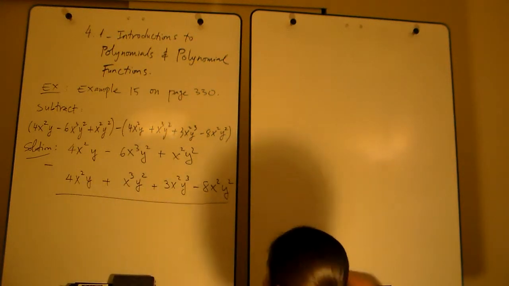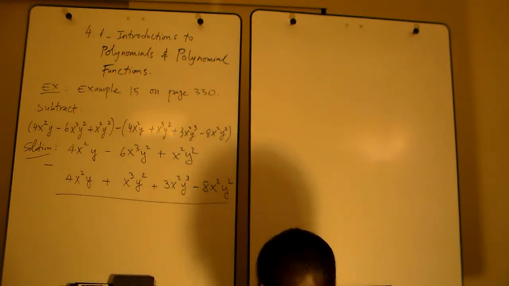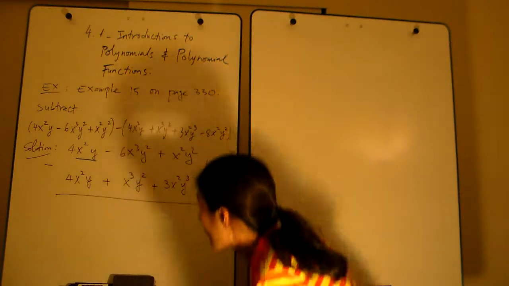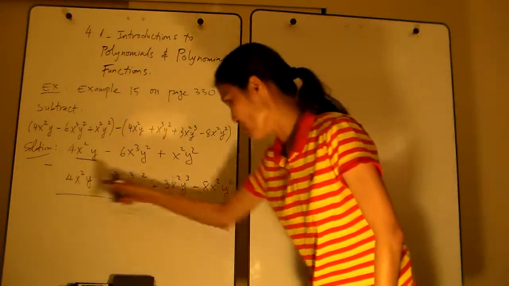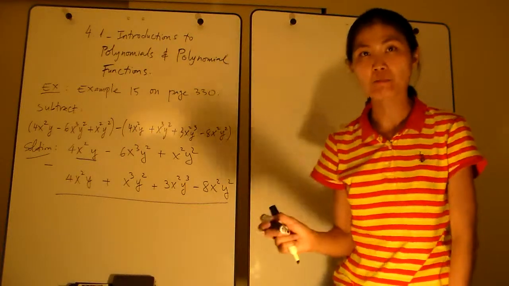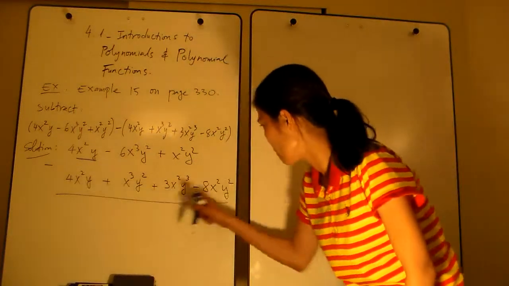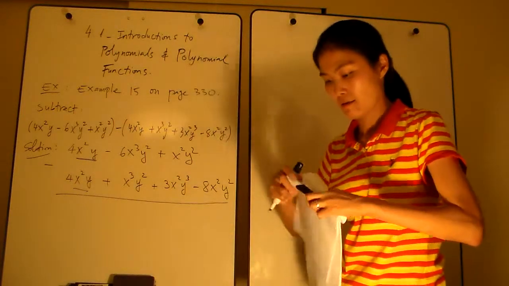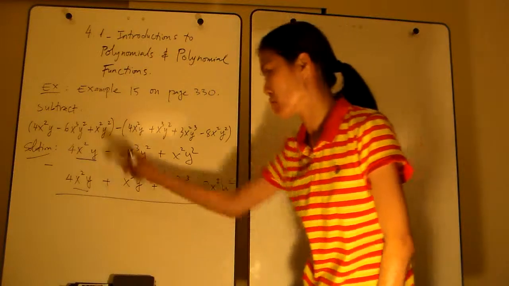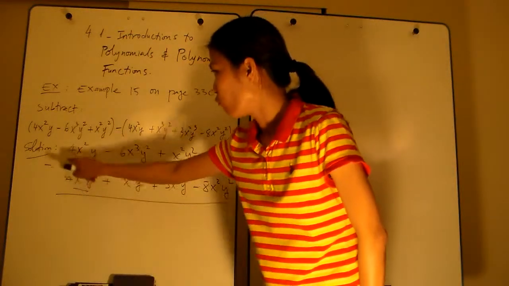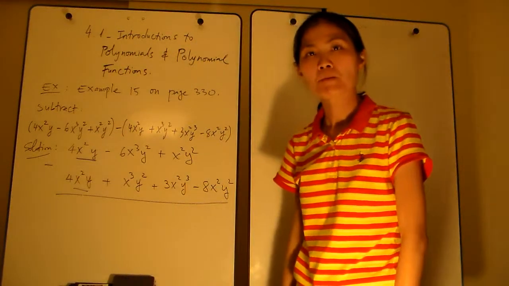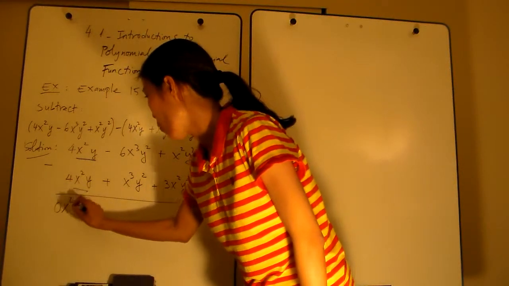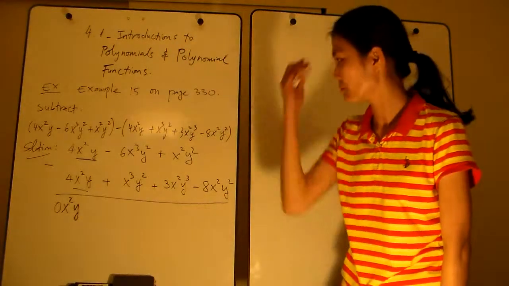So this first term here has x squared y, right? So you look for the term in the second polynomial that has the same variables, x squared y. Which one is that? This one, right? So that means you can combine or perform the subtraction between these two terms. So 4 subtract 4 is what? 0. So you get 0 x squared y, which turned out to be 0.